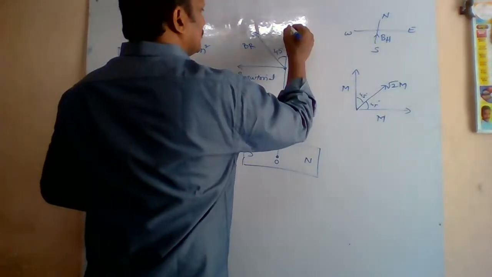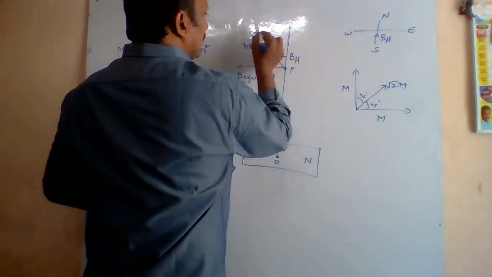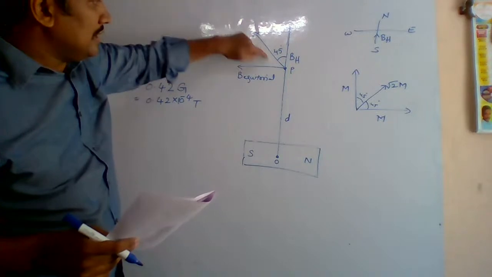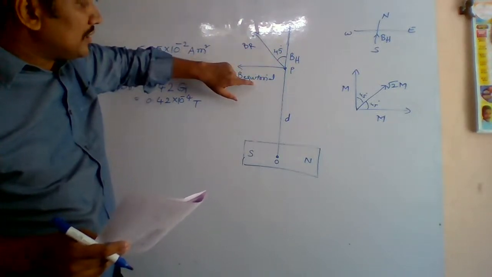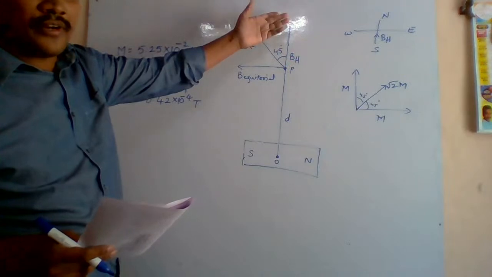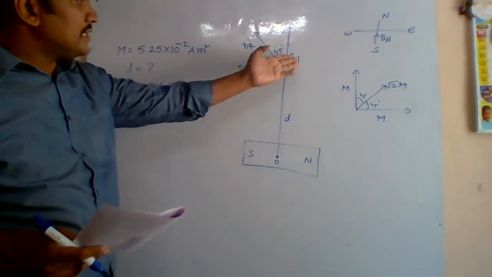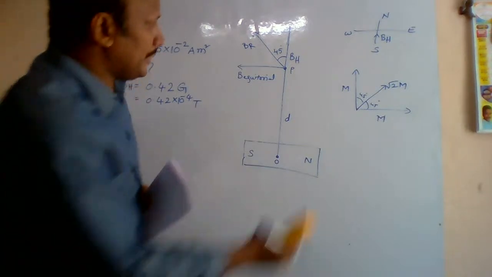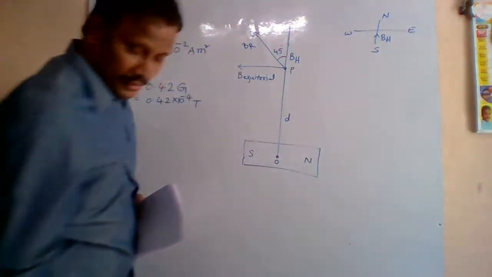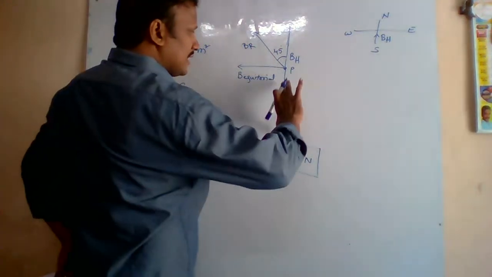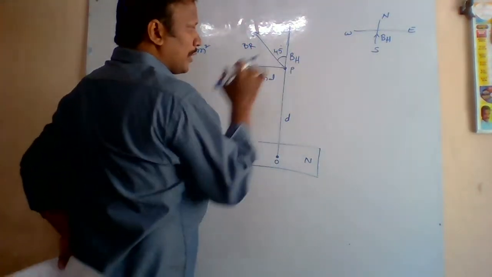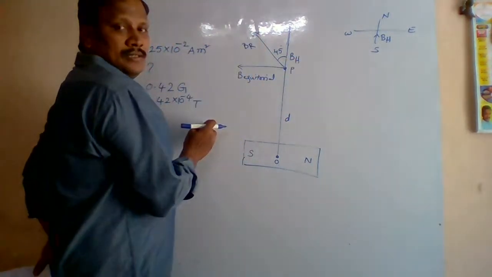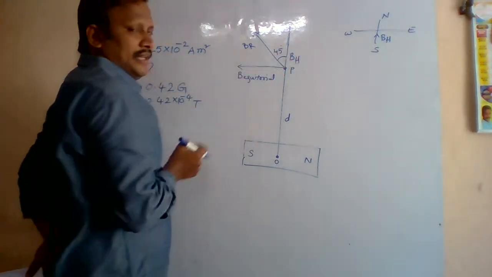Suppose, no problem, in this arrangement, taking the right-angled triangle, tan 45 is nothing but B equatorial by BH. Tan 45 is 1 now. Therefore, B equatorial is equal to BH. Consider now the middle. Basically, what happened here? At a particular distance D, at that point two fields are there, BH and B equatorial, and this is the resultant. The resultant is making an angle of 45 degrees.